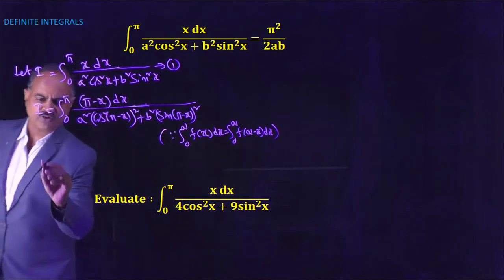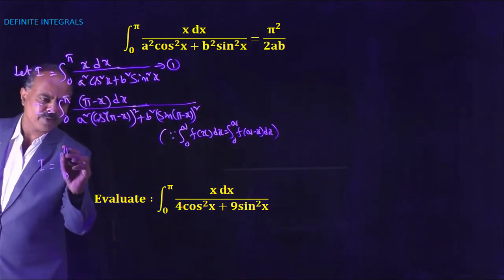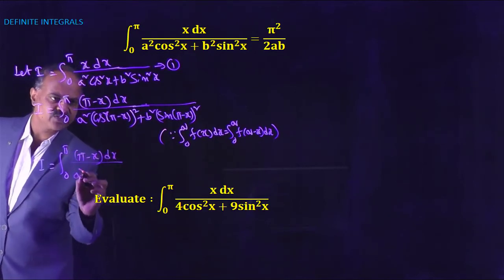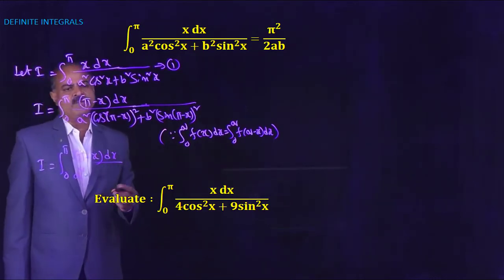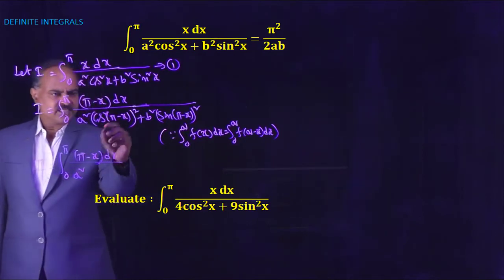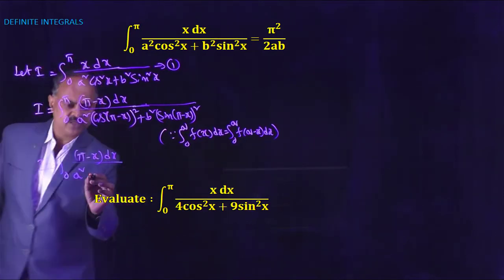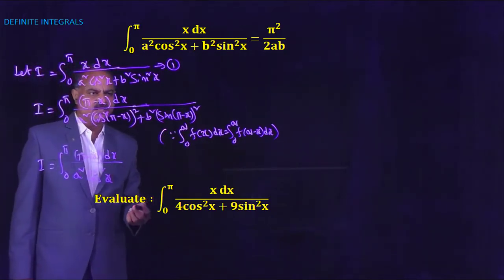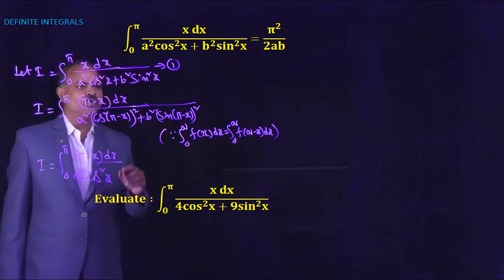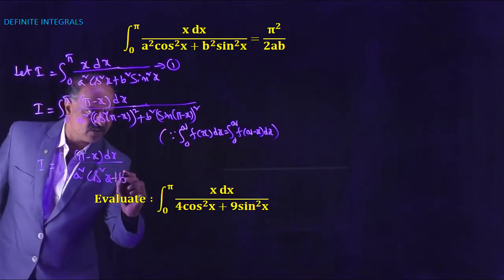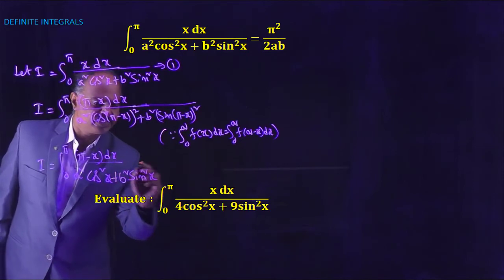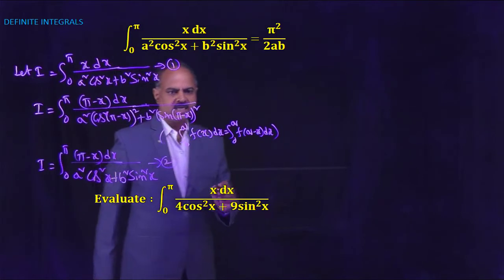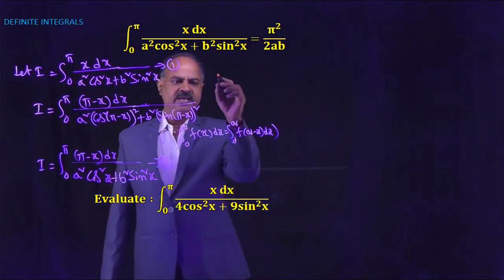Now this is I equal to integral 0 to pi, pi minus x dx by a square into cos of pi minus x, which equals minus cos x, whole square, so that is cos square x, plus b square into sin of pi minus x, which equals sin x, so b square sin square x. This is equation number 2. Now adding 1 and 2.